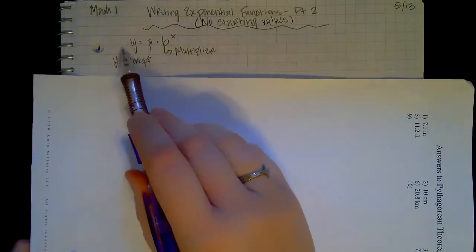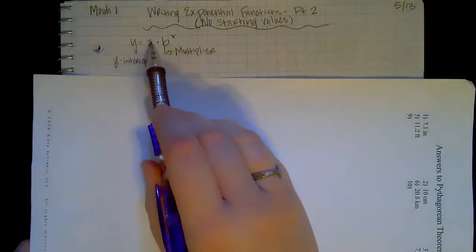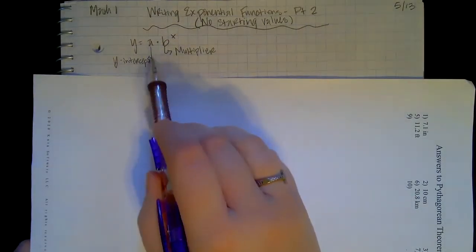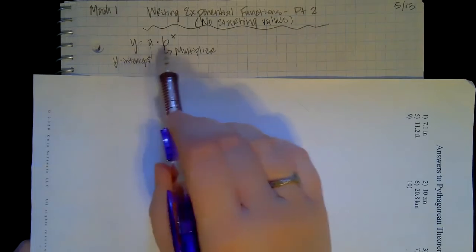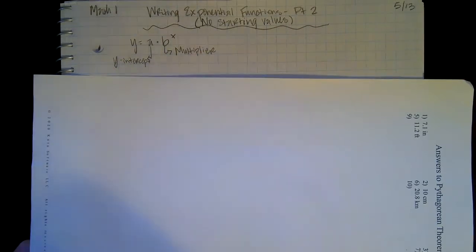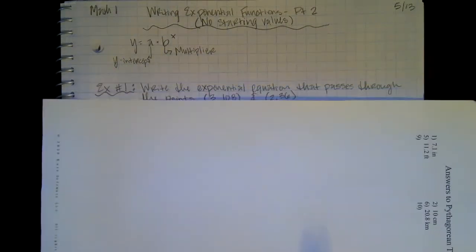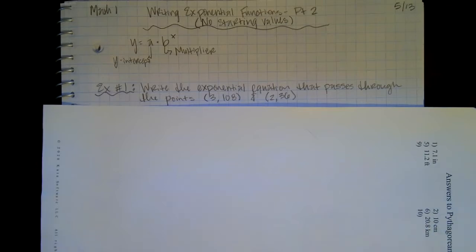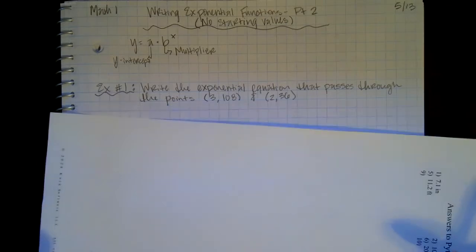In our equation for exponential functions, it's always y equals a times b to the x. Remember, a is the y-intercept, the starting value, and then b is my multiplier, or my pattern. So let's look at an example. It says, write the exponential equation that passes through the points (3, 108) and (2, 36).